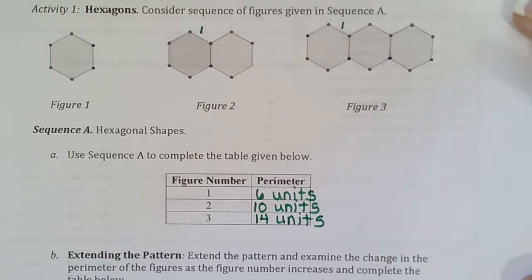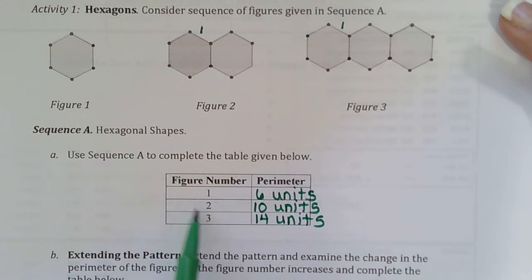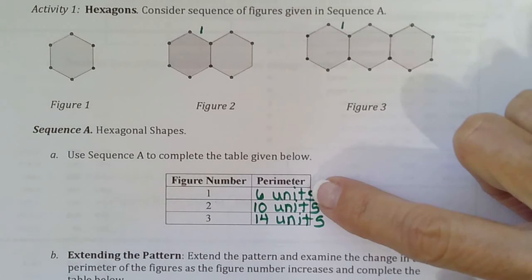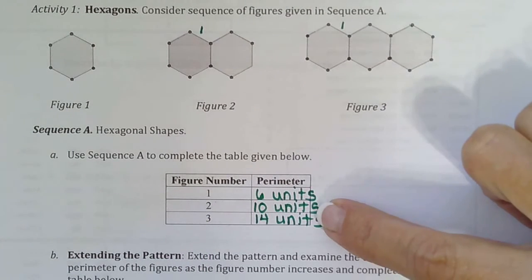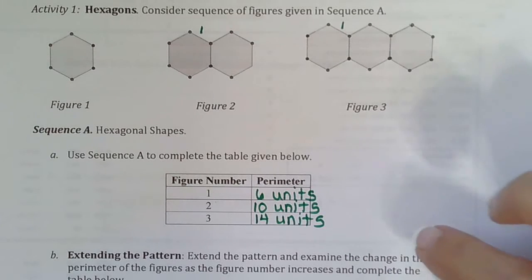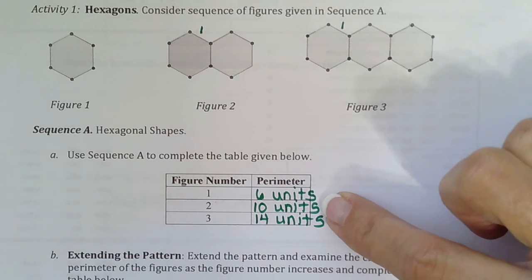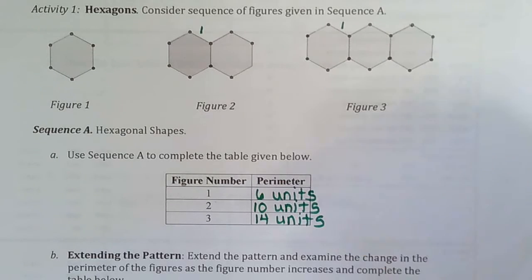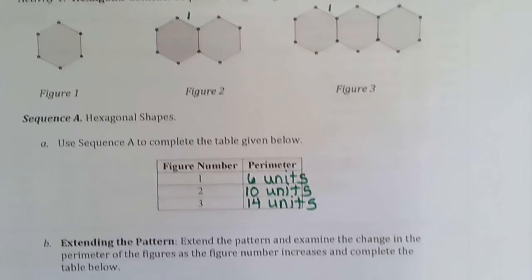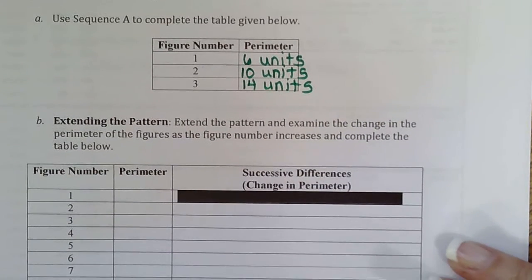So what we're trying to get you to notice here is that there's a pattern. As we add a figure to the sequence, the perimeter is increasing by 4 units. So for each figure added to the sequence, the perimeter increases by 4 units. That's actually called the slope, because isn't that the rate of change? Yep. So we're going to talk about that at the bottom of the page, but let's go ahead and fill in the table.